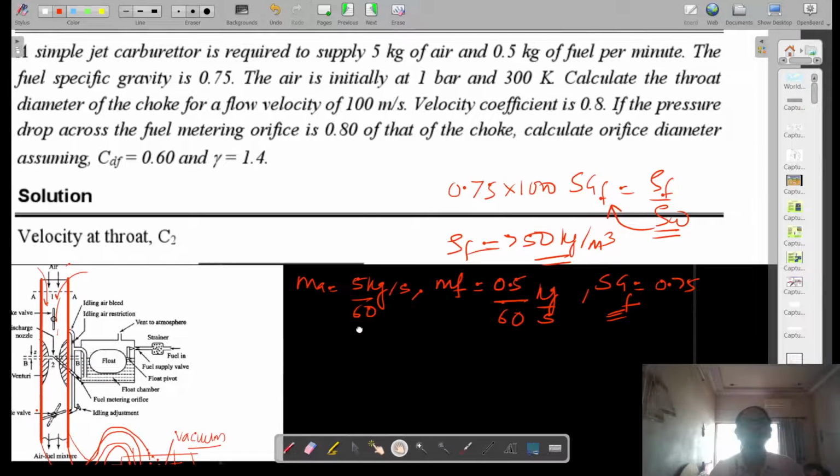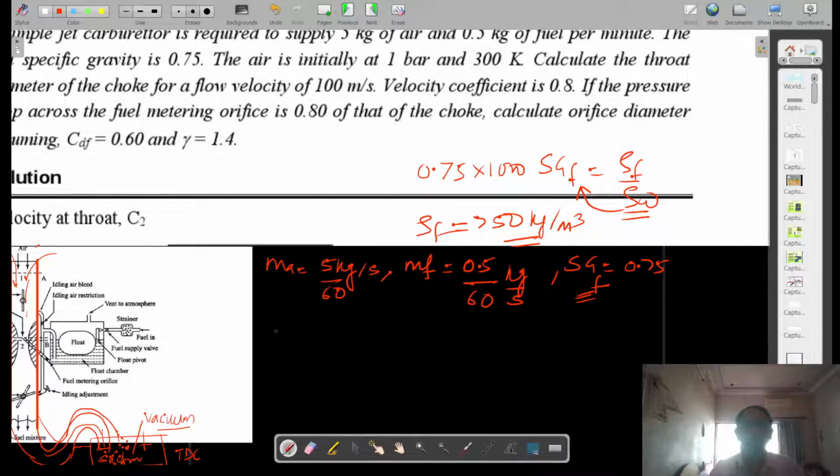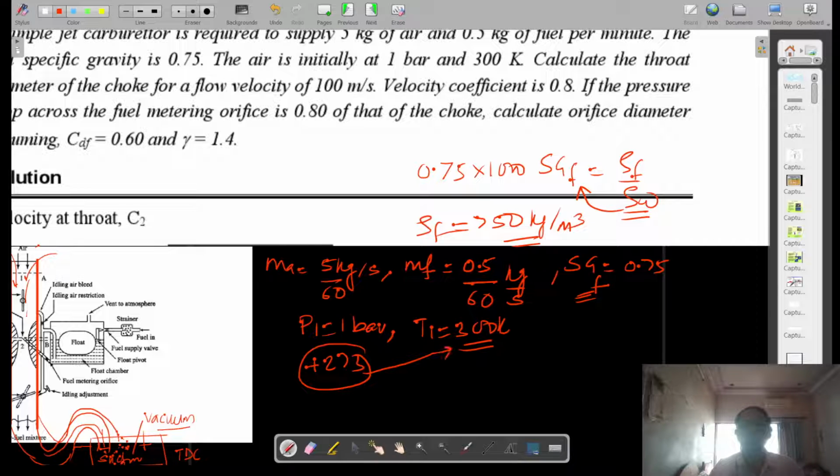The air is initially at 1 bar and 300 Kelvin. So I need to write here for air, P1 as 1 bar and T1 as 300 Kelvin. Generally, if the temperature is given in degree centigrade, you have to convert into Kelvin by adding 273.